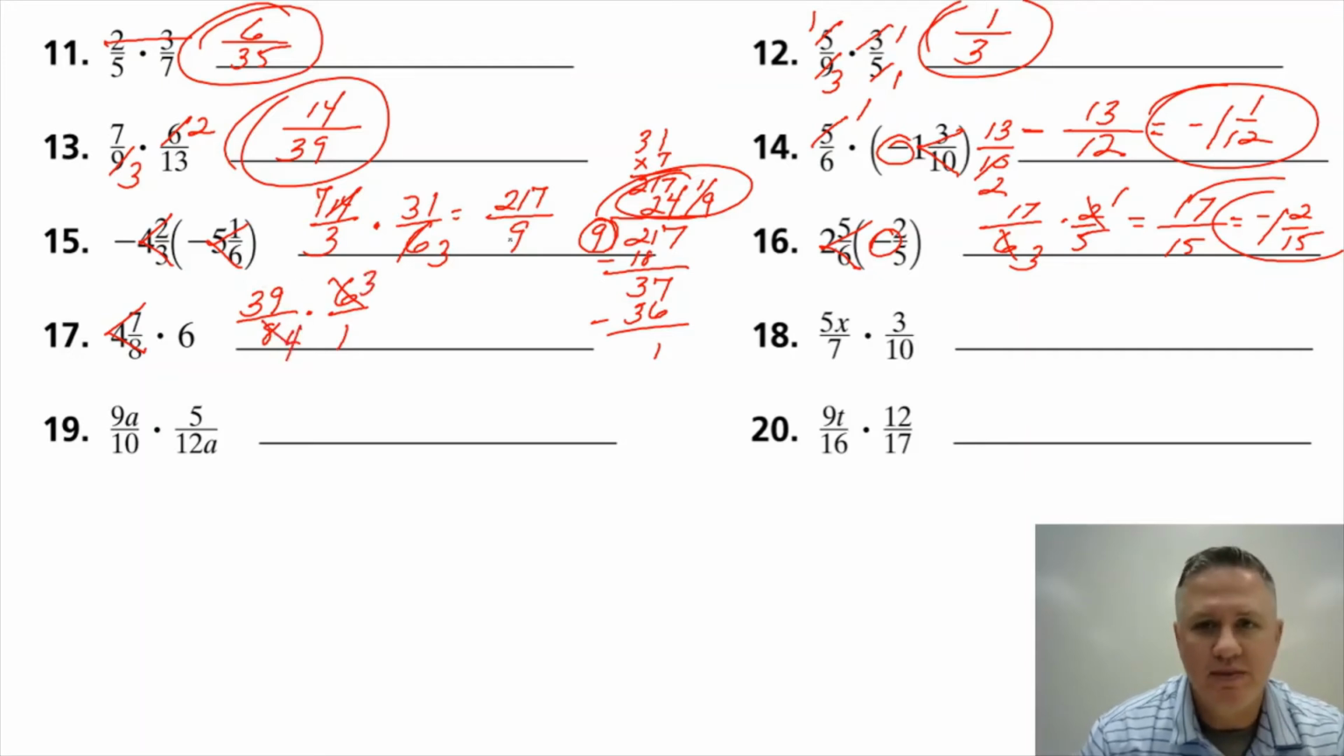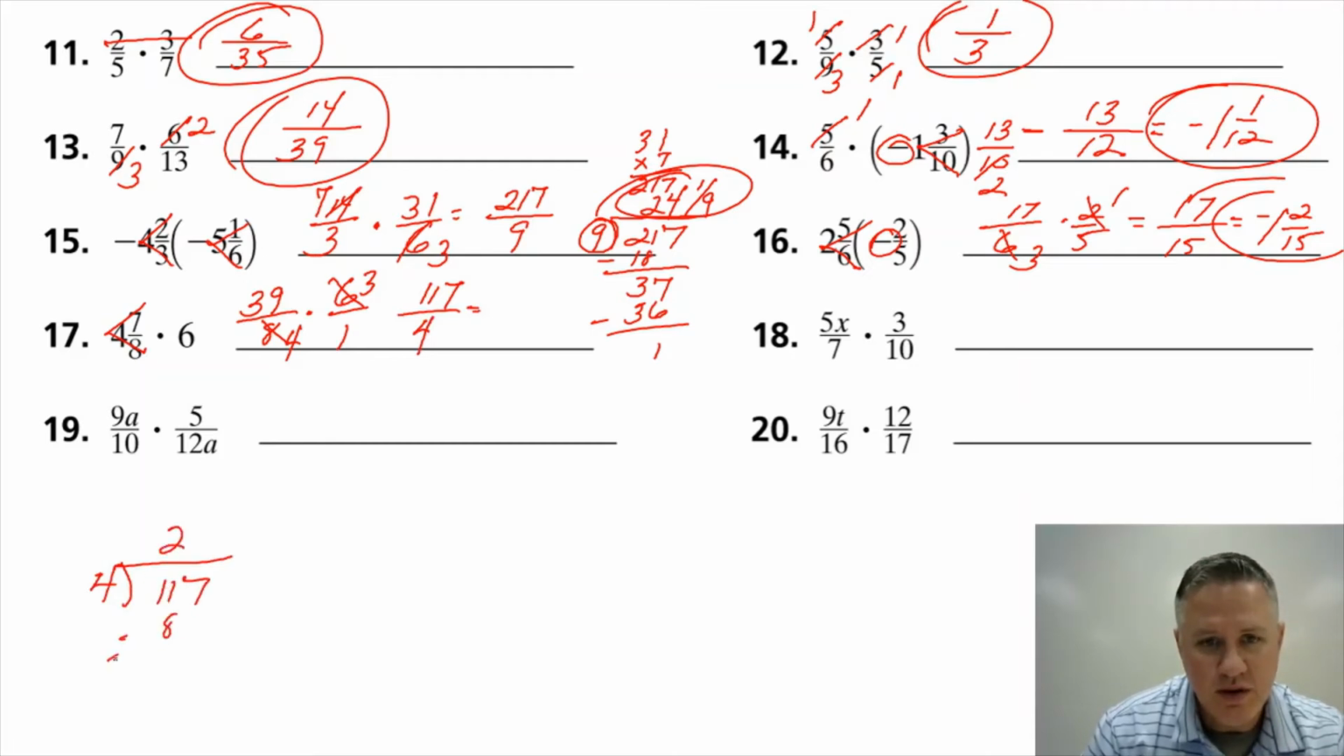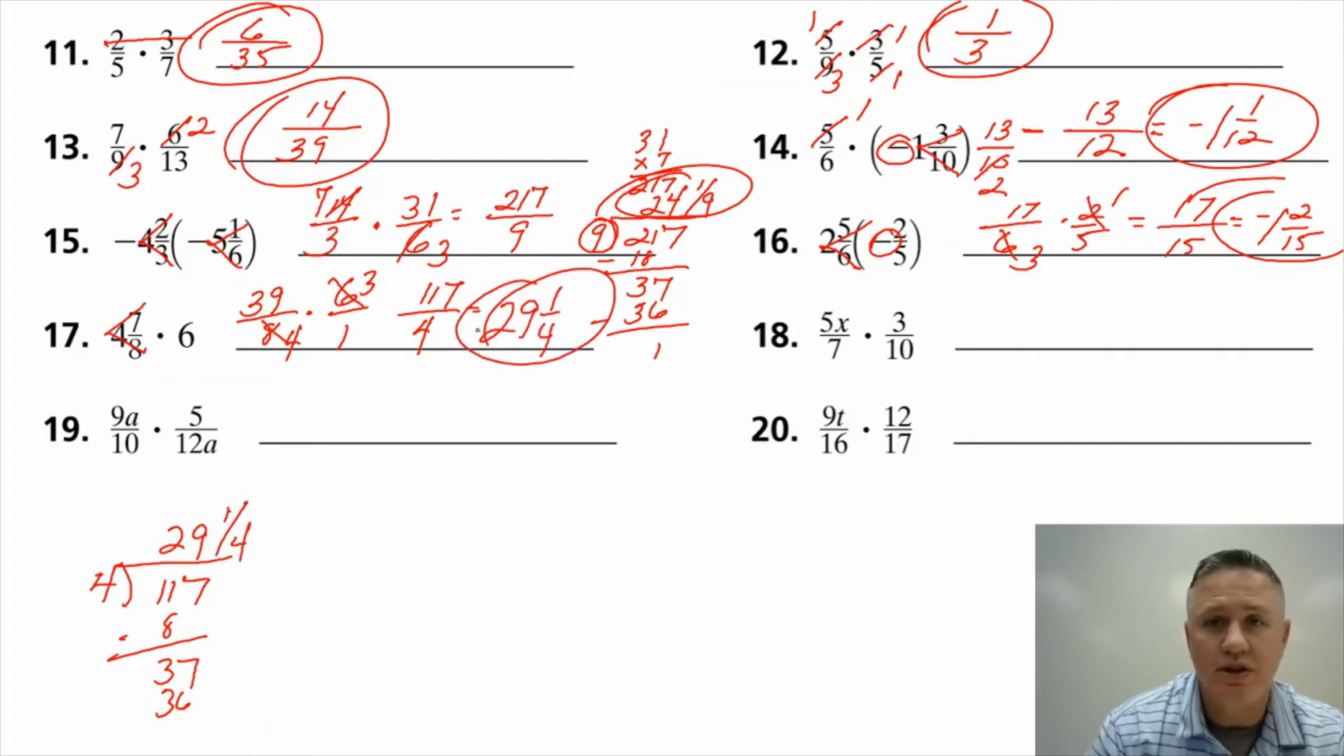39 times 3, I'm going to use the distributive property. I'm going to say, well, 40 times 3 is 120, right? Minus the 3 is 117. And this became a 4, right? So 4 times 1 is 4. How many times can 4, I'm going to do it down here, go into 117? Well, 4 goes in 11 twice with 3 left over, and 4 goes into 37 9 times, and I get 1 left over. So 29 and a fourth, and when I estimated, 6 times 5 is about 30, that's close to 30, right?